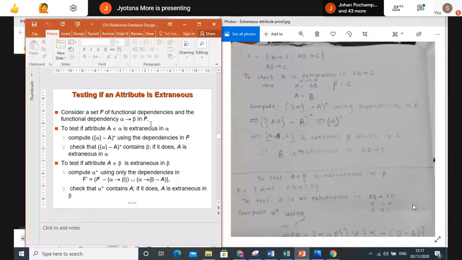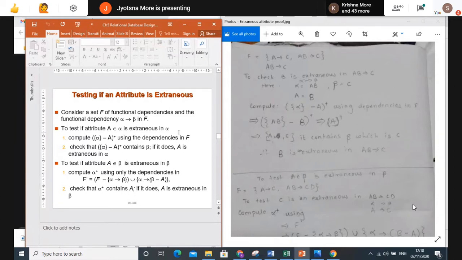Now the attribute which you want to say is extraneous is called A in the formula. From this, my attribute which I am saying is extraneous is B, so in my case A is nothing but B. Just assigning those values. Till here, okay, the assignment of the values.